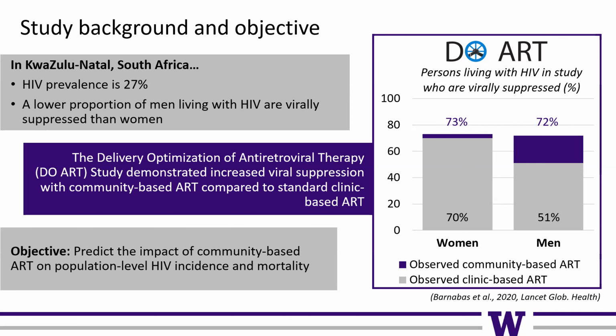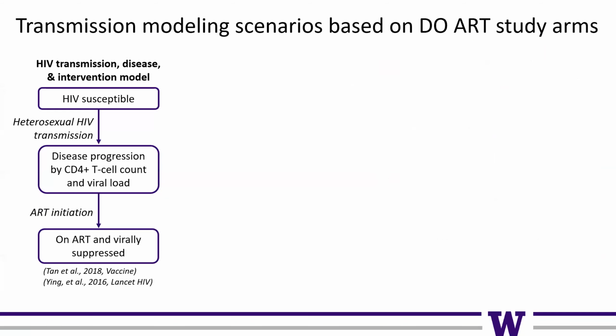So given this evidence that community-based ART benefits the individual, we aim to predict the population level impact of implementing community-based ART in KwaZulu-Natal, one of the DO ART study sites. In this way, we were able to take the DO ART randomized control trial and use this, as well as population surveys, to parameterize an existing dynamic deterministic compartmental model. That was one of those top blocks in the diagram that Ruanne just showed, because we wanted to be able to capture HIV transmission and have that dynamic component.